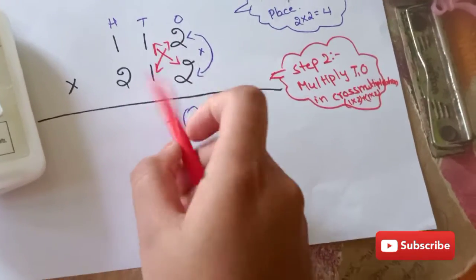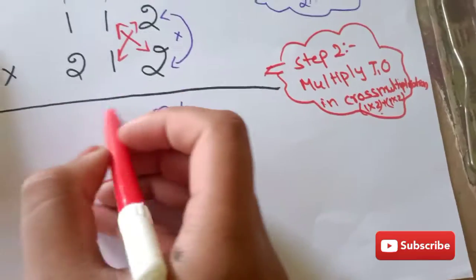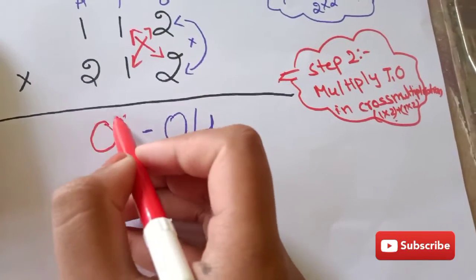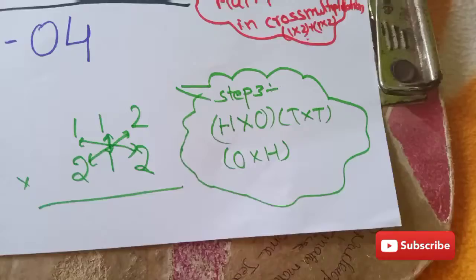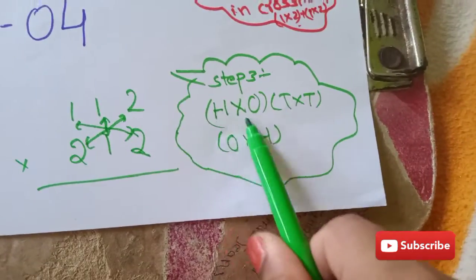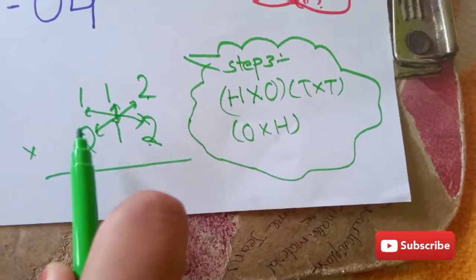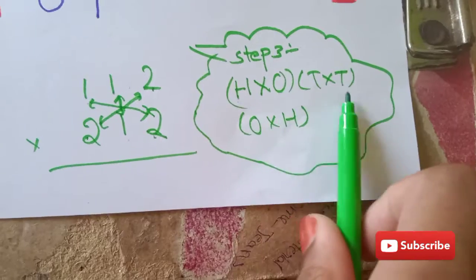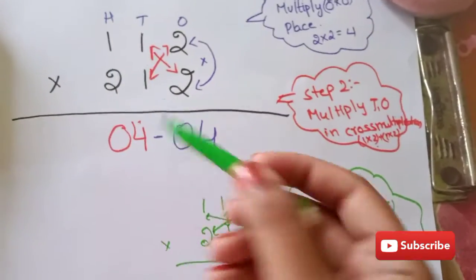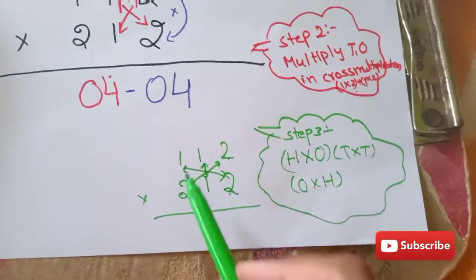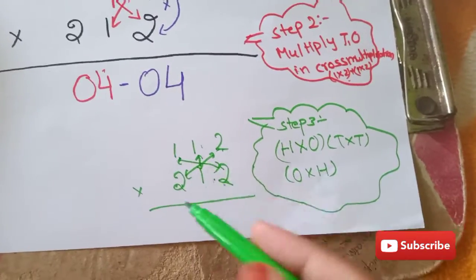1 into 2 plus 2 into 1. As I showed you here, 1 into 2 plus 2 into 1. The answer is 4. Step 3. You have to multiply hundreds place into ones place, tens place into tens place, ones place into hundreds place. It's quite difficult, but you can do it.